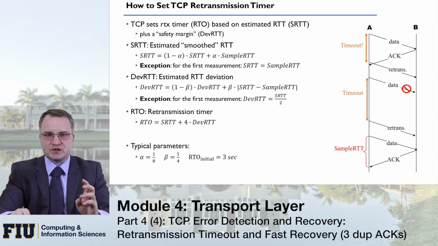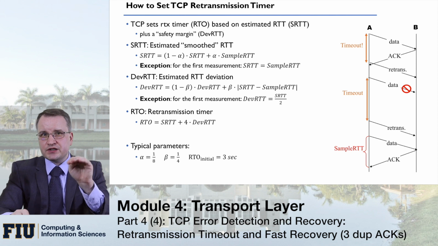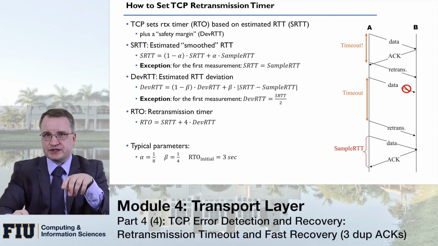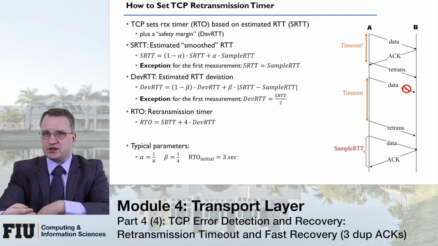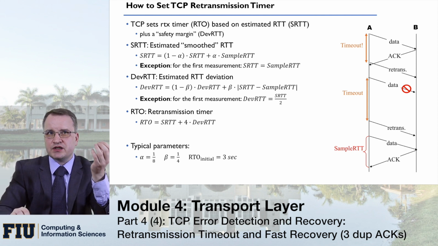Two more exceptions in this rule. Initially you set this RTO to 3 seconds. This is the default value, just waiting for any useful RTT measurement to arrive. As soon as you get the first measurement, then you adjust everything. So you set the SRTT to the measured RTT. That's what you do as a first action.